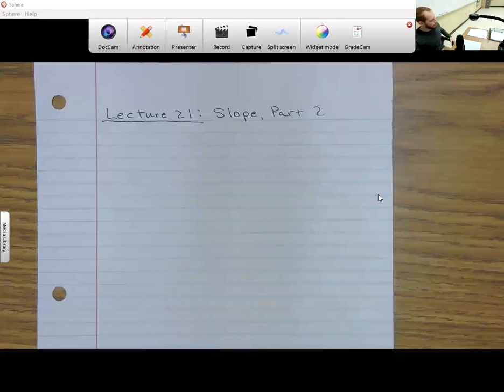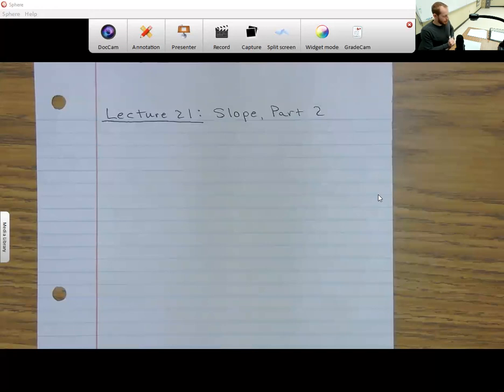Okay? Now, let's go ahead and get started with lecture 21, slope part 2. Today, what we're going to be doing is revisiting the formula from Monday, revising it, taking a look at it, and using it in a different application today. So let's start off with the slope formula that we learned on Monday.